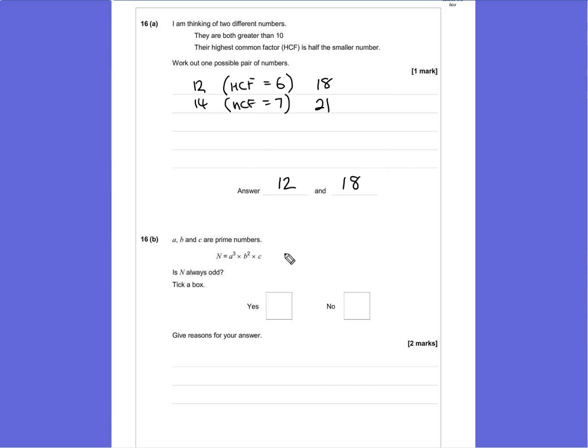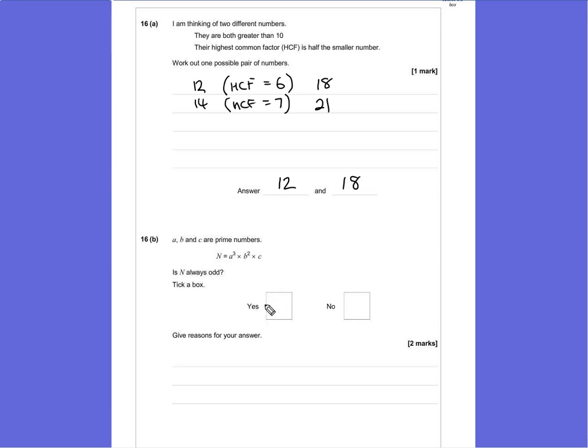Question 16b tells us a, b and c are prime numbers, so that n is equal to a cubed times b squared times c. Is n always odd? Tick a box, yes or no, and give a reason for your answer. It really doesn't matter almost what a and b are, because c will determine if your answer is going to be odd or even.